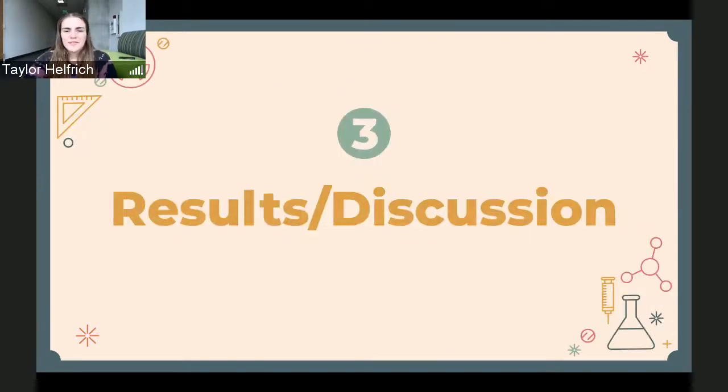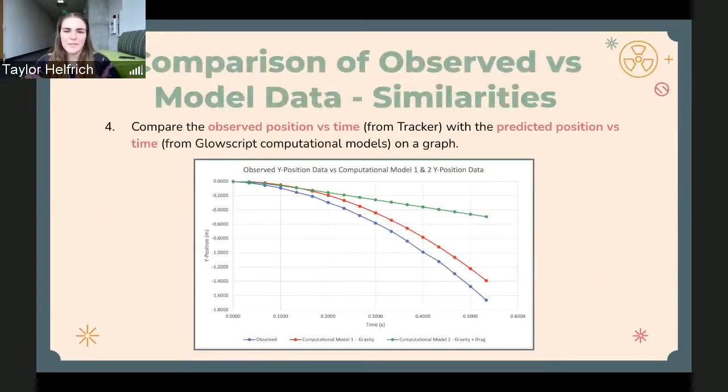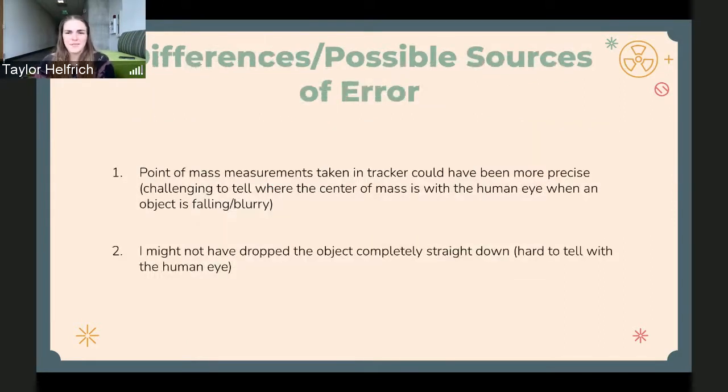So some of the results and discussion is we first compare the observed data with the predicted data from each model. And you can see that the first model actually is a pretty good predictor of the trajectory of the object's motion, but still slightly different, whereas the second model with Fd plus Fg is not really close at all. And so some of those possible sources of error could be that the point mass measurements could have been more precise, and I might not have dropped the object completely straight down.